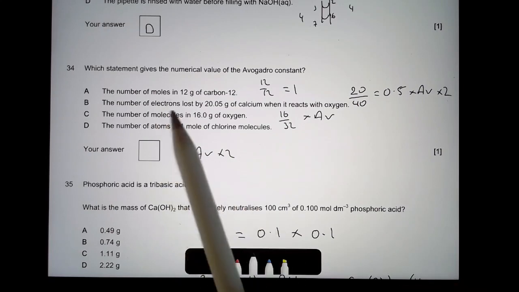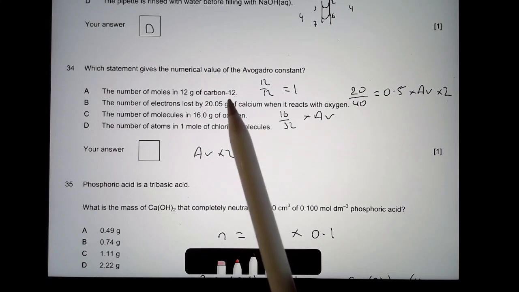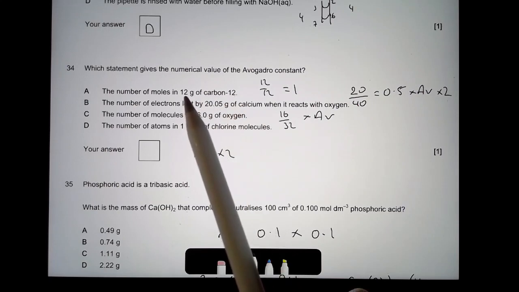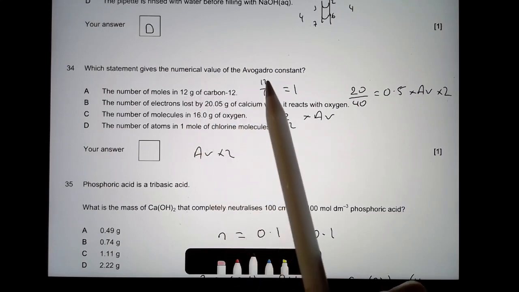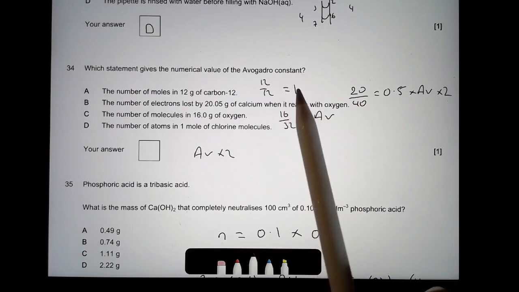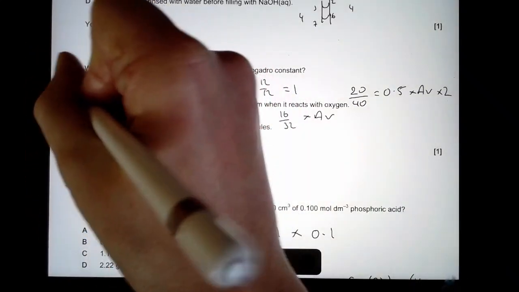So the number of moles in 12 grams of carbon-12, if I want to work out moles, it's mass, which is 12, divided by Mr, which is 12. 12 divided by 12 is 1. 1 is not Avogadro's constant, so A is definitely wrong.